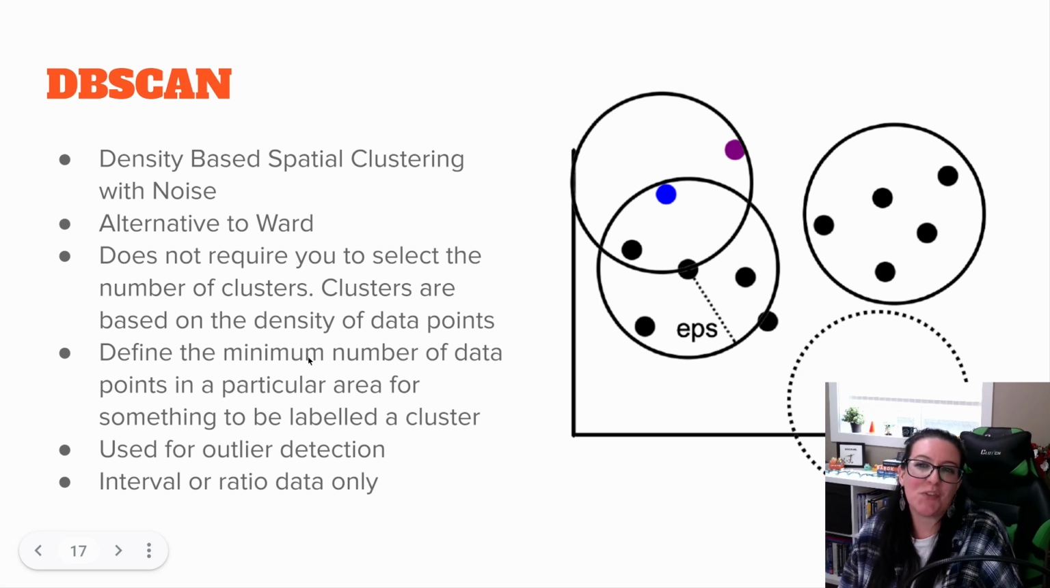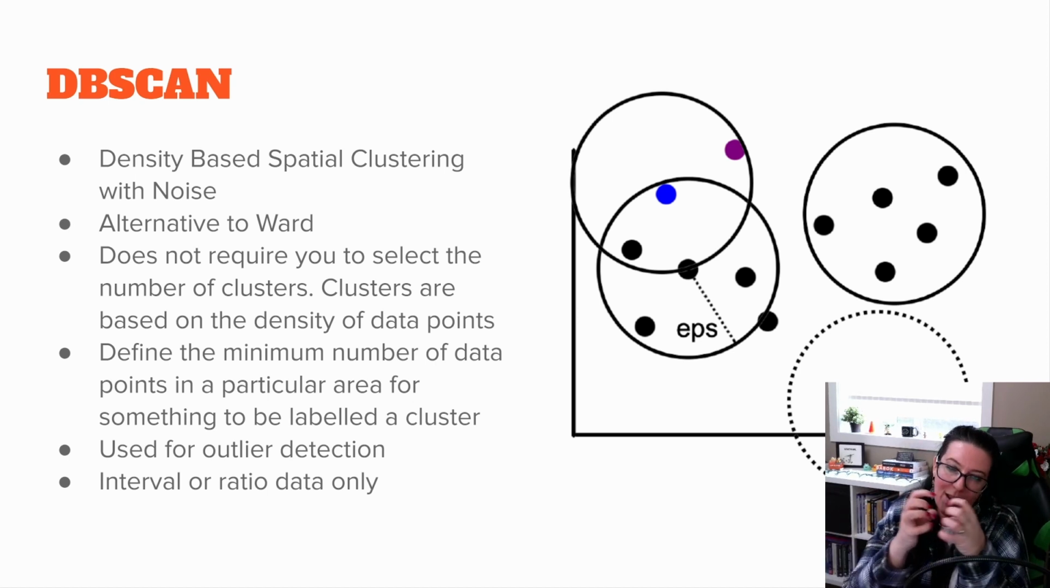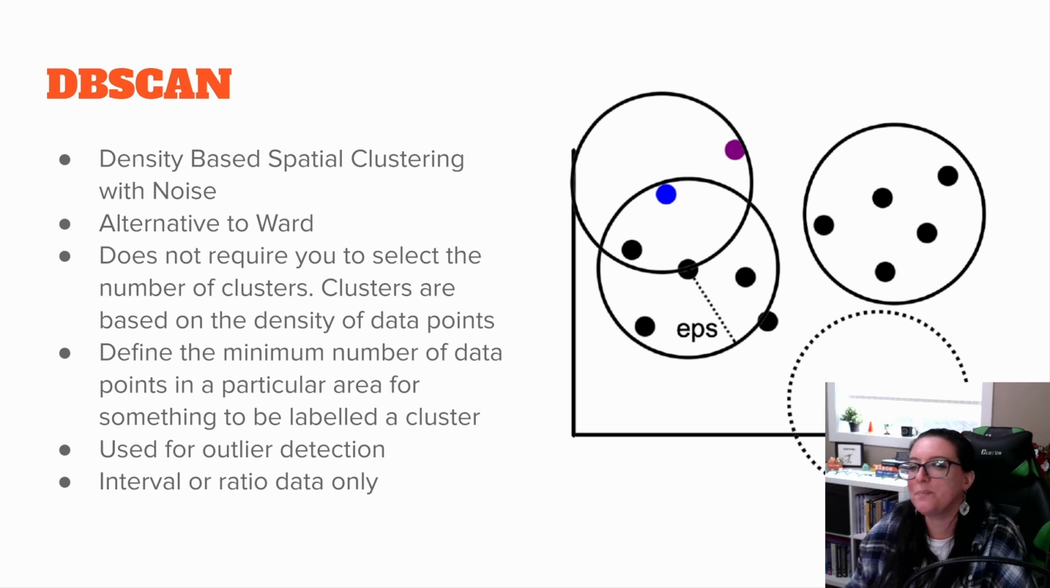DBSCAN stands for Density-Based Spatial Clustering with Noise. It's an alternative to agglomerative or hierarchical clustering because it also deals better with noise than some of the other methods. When you do a DBSCAN, you don't have to set the number of clusters like you do with the hierarchical method or with k-means clustering. Instead, clusters are based on the density of data points. So it's identifying what's a cluster by looking at where the data congregates, and then as the data tapers off and there's more empty space, that ends the edges of the cluster.